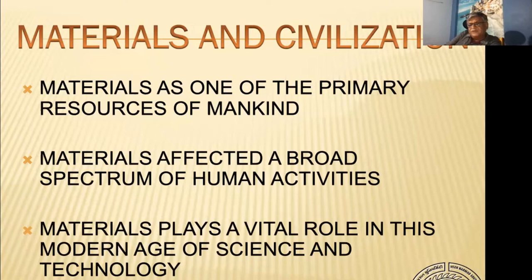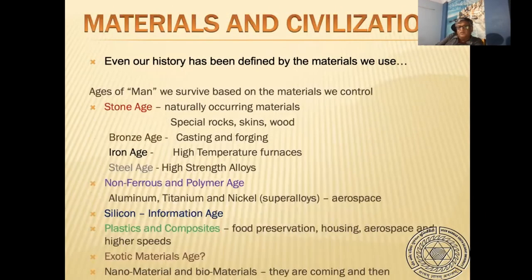Materials affect a broad spectrum of human activity. Materials play a vital role in this modern age of science and technology. Now we look at how material science has affected civilization. Even our history has been defined by the materials we use. We are very much familiar with the Stone Age, where stone was the basic material used for the development of society, or we can say civilization. It was the age in which man survived based on the materials he controlled.